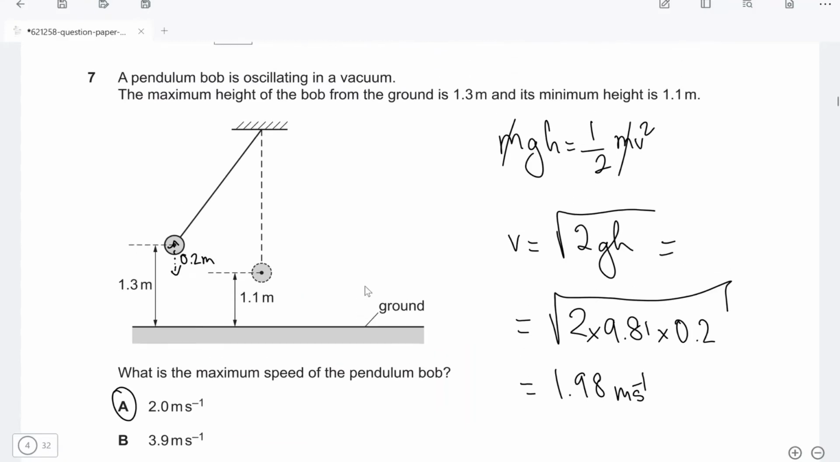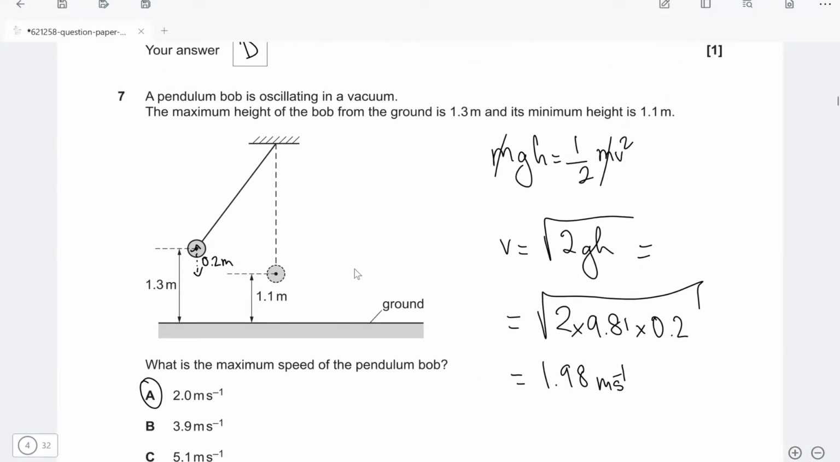Question 7, we have a pendulum bob oscillating in a vacuum. This statement of vacuum just means that we don't have to consider any sort of air resistance. The maximum height of the bob from the ground is 1.3 and its minimum height is 1.1. What is the maximum speed?